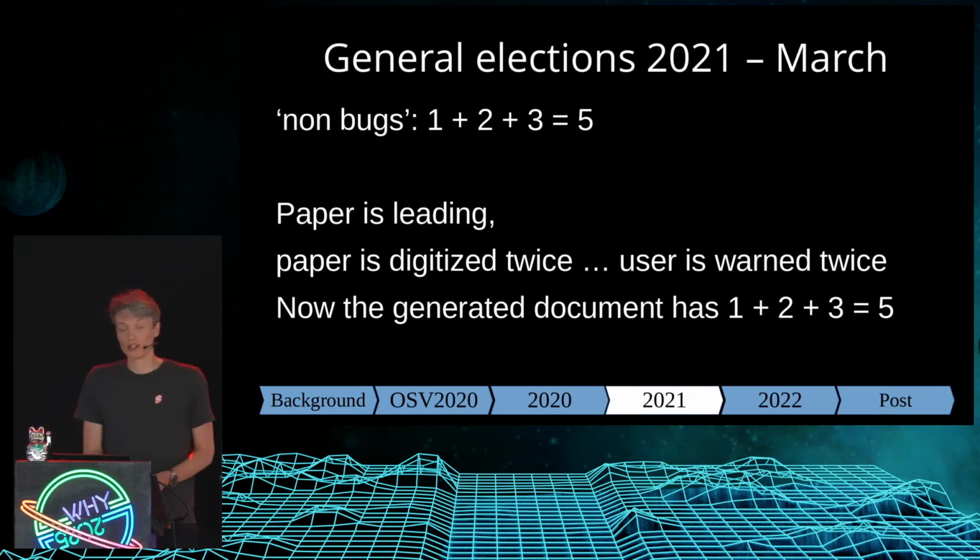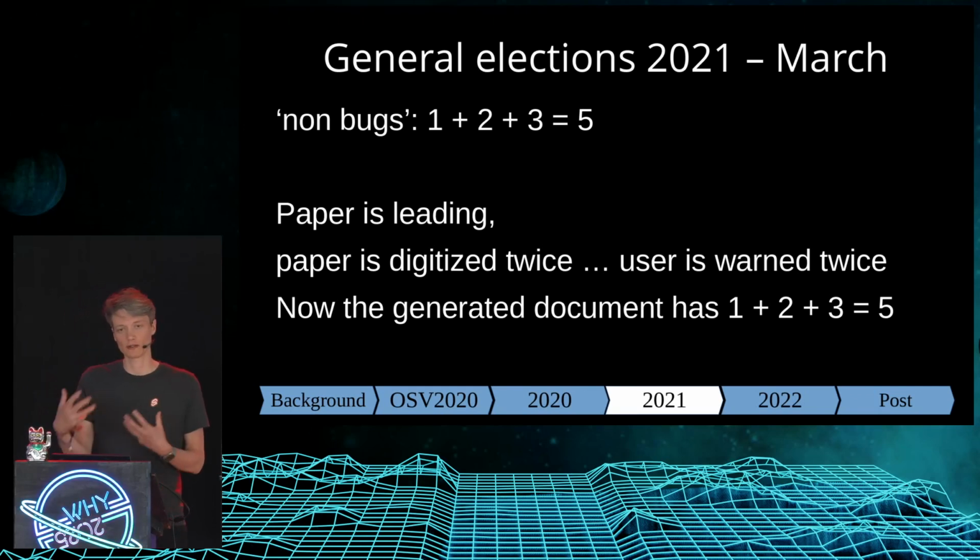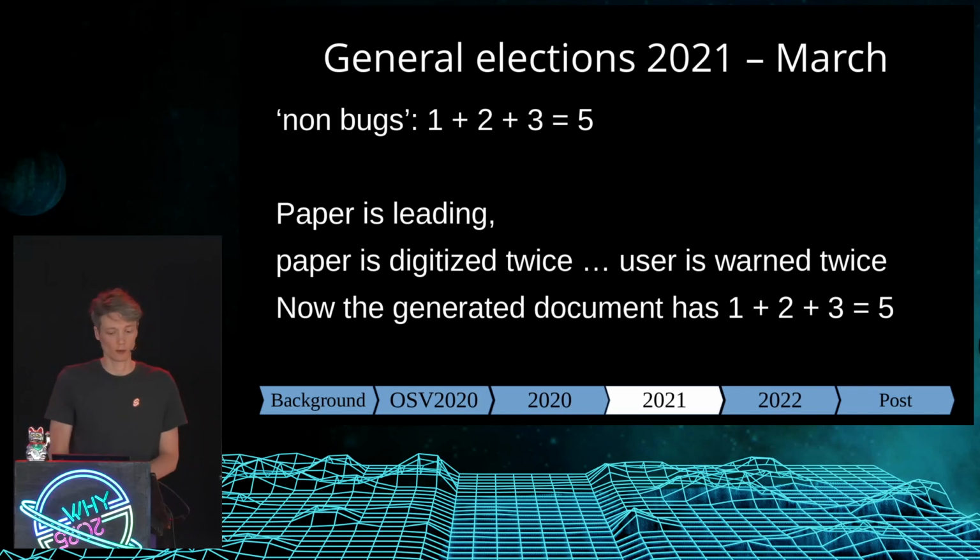And then there were some non-bugs, like 1 + 2 + 3 is 5, which the software was able to print. And this was not a bug, it's a feature. Because the paper is leading, and the software is only the digital representation of the paper. So some people would say, well, 1 + 2 + 3 is 5. And the software would say, no, this is not correct. And they would say, yeah, it's correct. And they would do it twice. Then finally the document would create, okay, 1 + 2 + 3 is 5.